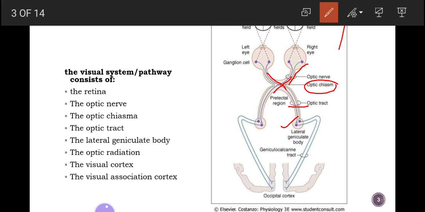From here the axons fan out as the optic radiations, also known as the geniculocalcarine tract, through the temporal lobe, known as Meyer's loop, and the parietal lobe to the back of the brain and the primary visual cortex.